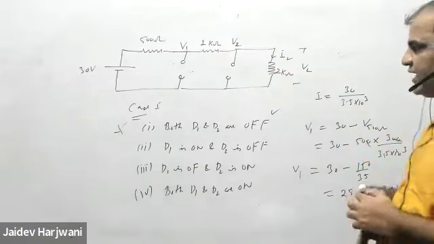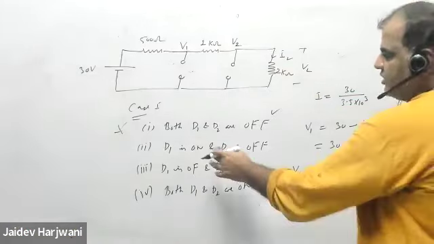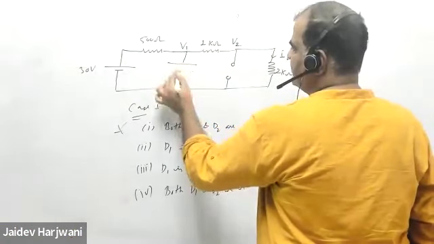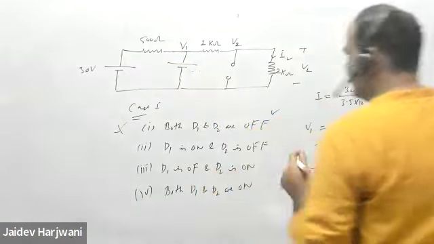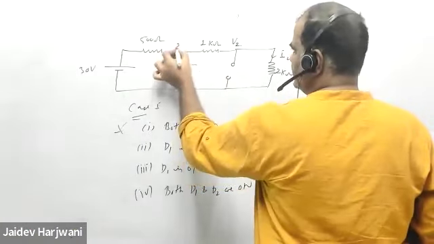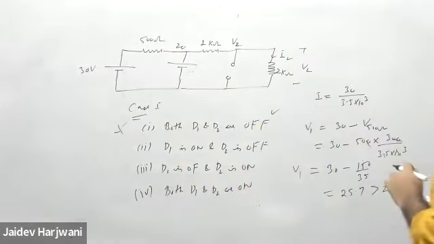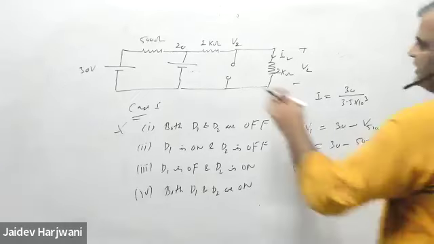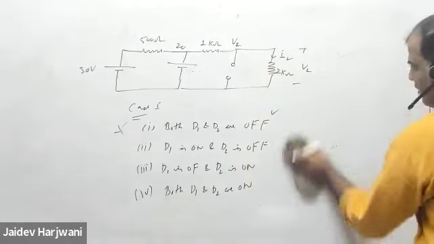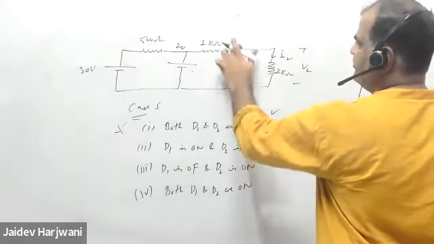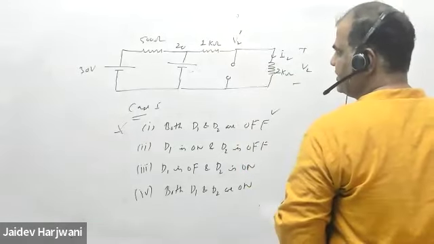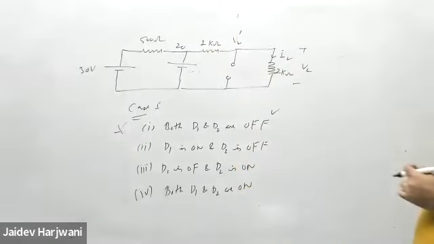Okay. Second case, I say my D1 is on, D2 is off. So I say this is on. So once this becomes on, this becomes a 20 volt battery. Okay. And I'm saying this is off. And now again, I'm finding this value of this V here. Say second case, V2 dash. Tell me what is V2 dash value now.